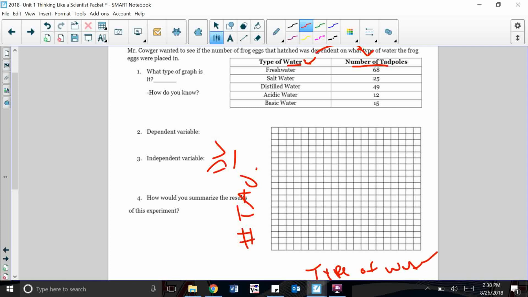Very, very important to make sure you get your axis labels correct. Otherwise, your graph will have to be redone because it's not accurate.